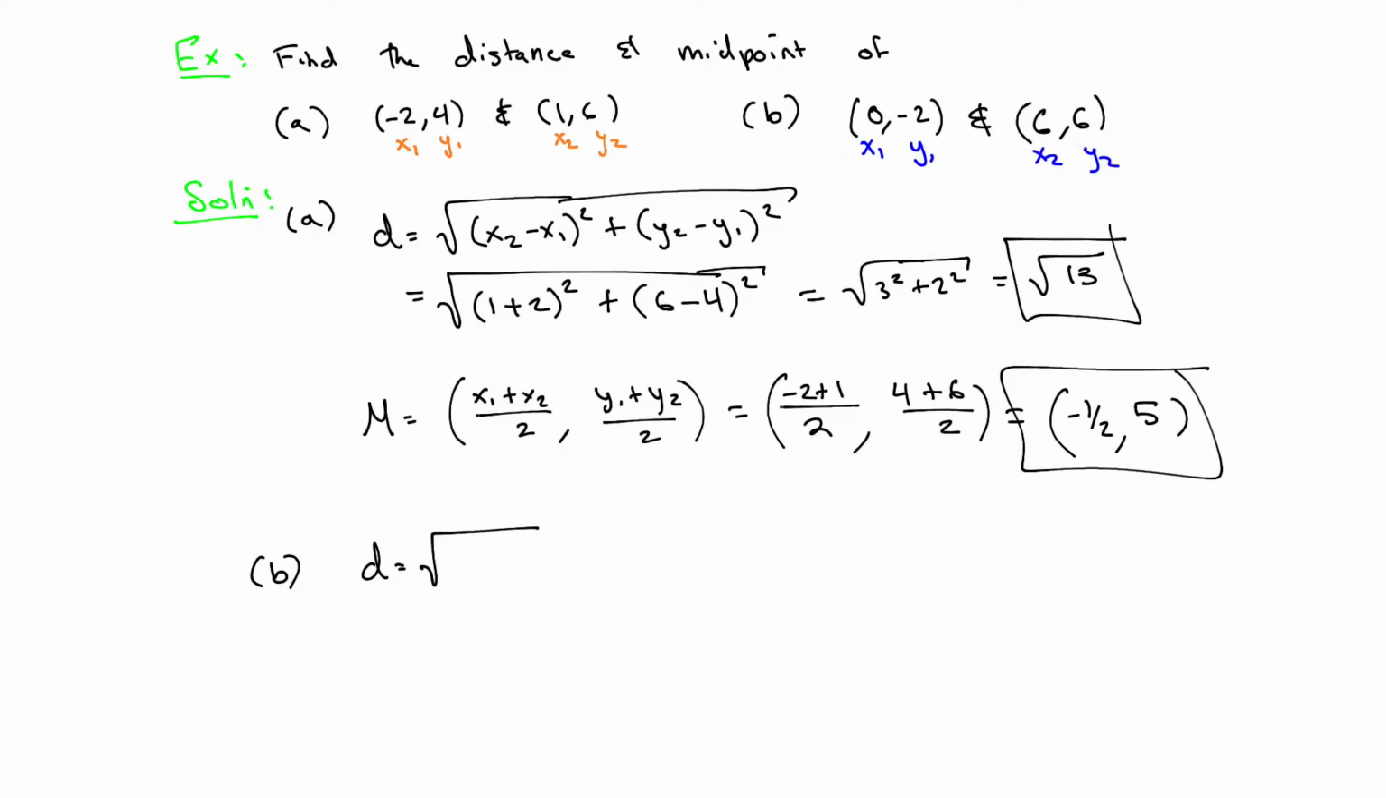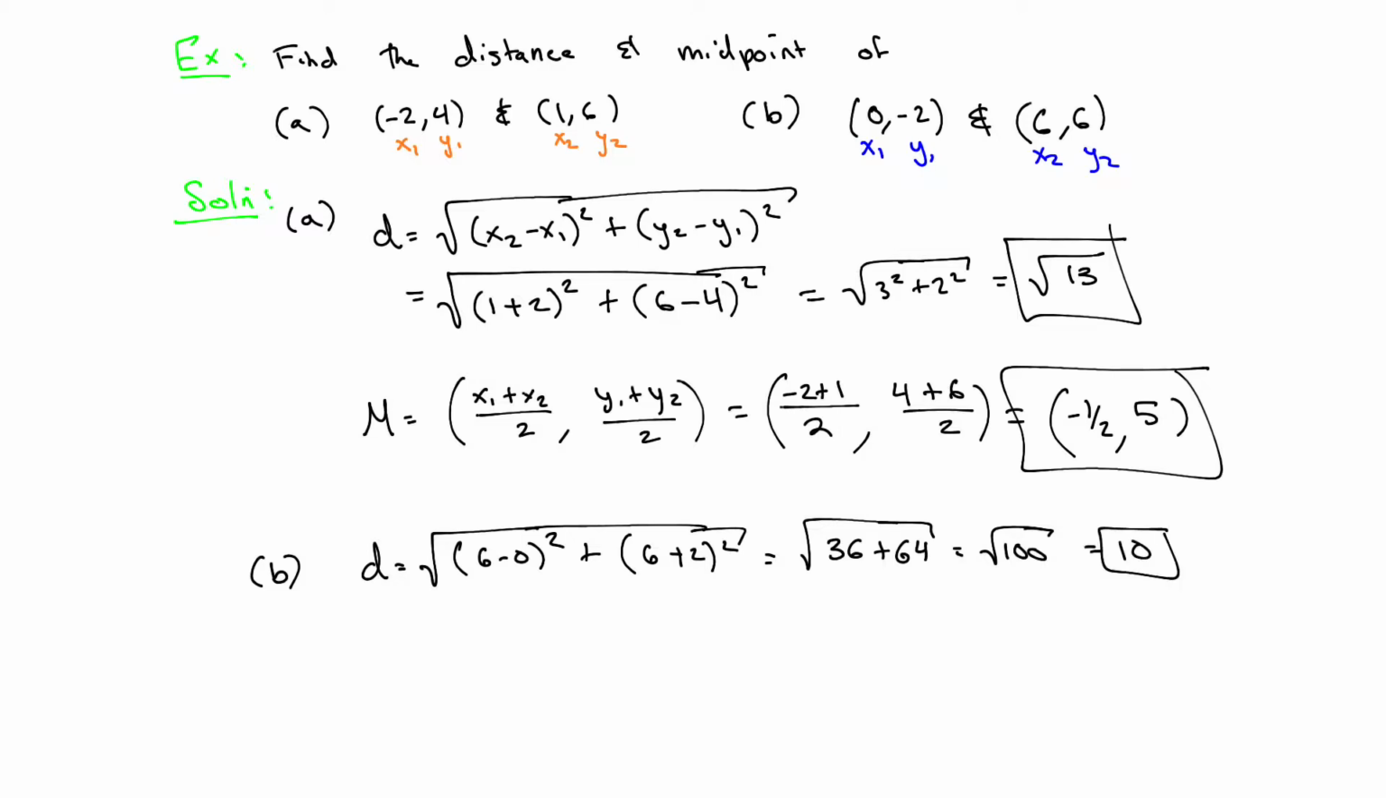I guarantee you will. So, x sub 2 minus x sub 1, that's 6 minus 0 squared, plus y sub 2, which is 6, minus negative 2, which is plus 2, minus a negative makes it a plus. That'll be the square root of 6 squared, which is 36, plus 8 squared, which is 64. That's the square root of 100, and that's something we can simplify. 100 is a perfect square, and it equals 10. So the distance between these 2 points is 10.